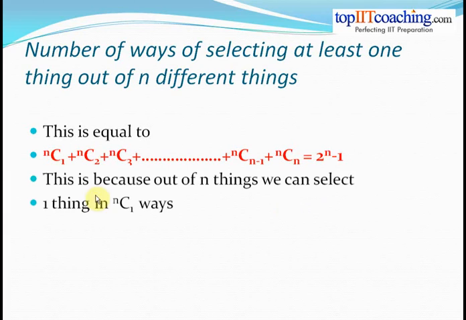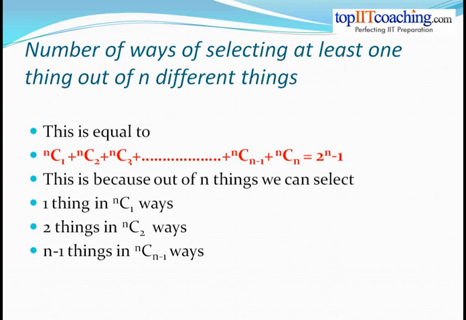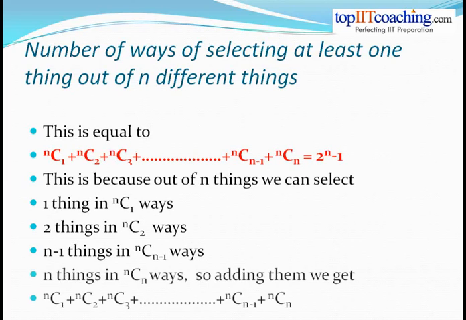We have got n different things, so we have to select at least one thing out of those n different things. If I say that I select one thing, how can I do that? It can be done in nC1 ways. If I say I want to select two things, then it can be done in nC2 ways. Similarly, three things in nC3 ways, n-1 things in nCn-1 ways, and n things in nCn ways. So the total number of ways of selecting at least one thing would be equal to summation nC1 + nC2 + nC3 up to nCn.